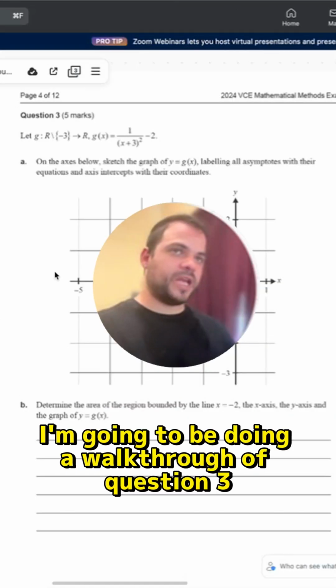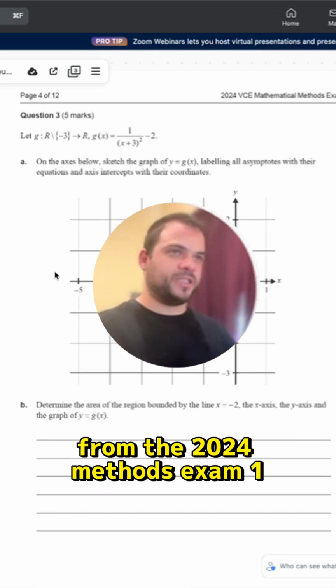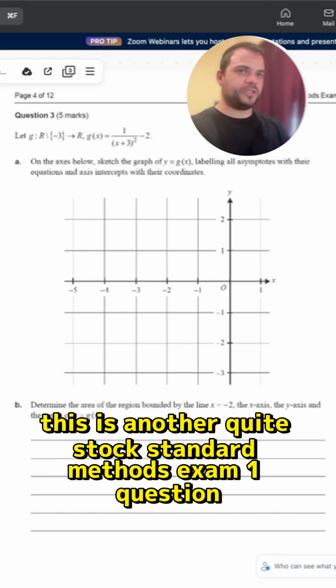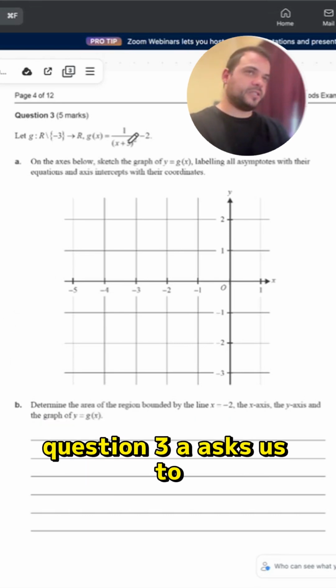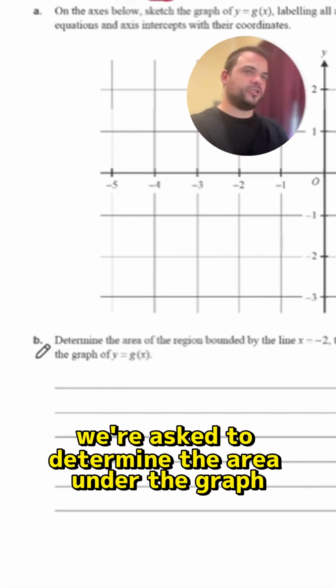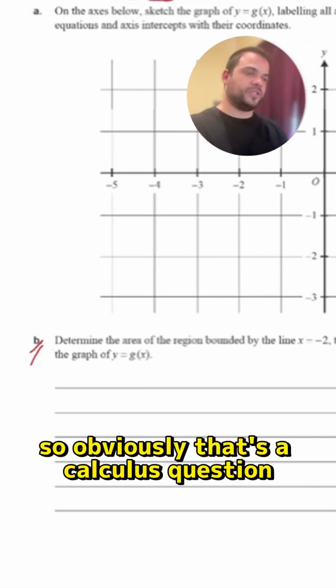Hey there, today I'm going to be doing a walkthrough of question 3 from the 2024 Methods Exam 1. So for question 3, this is another quite stock standard Methods Exam 1 question. Question 3a is about the graph of a translated truncus, and then in question B we're asked to determine the area under the graph. So obviously that's a calculus question.